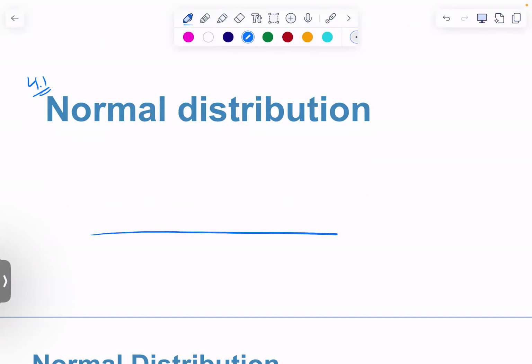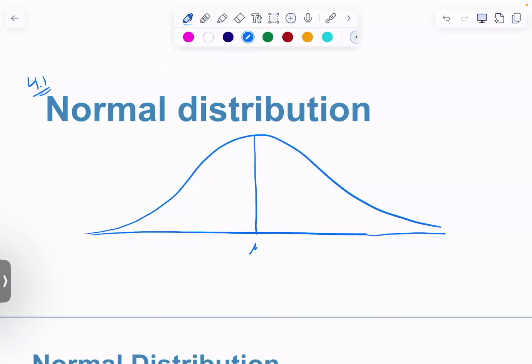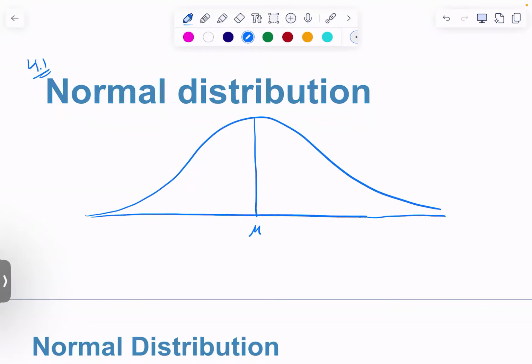Well, we know that it's a shape. And that shape looks like this. And we know that it has some mean, which we can denote by mu, for the population mean. And it has some standard deviation sigma. And what we'll find today, and we've seen it briefly before, is that we can fit roughly 3 standard deviations before we run out of curve.